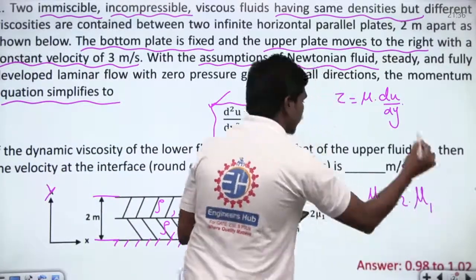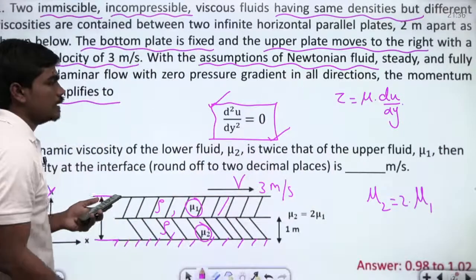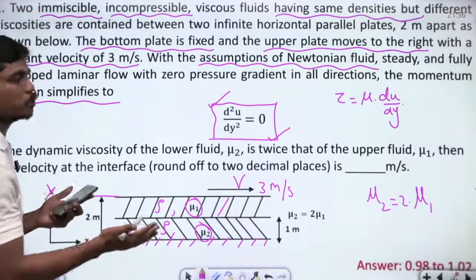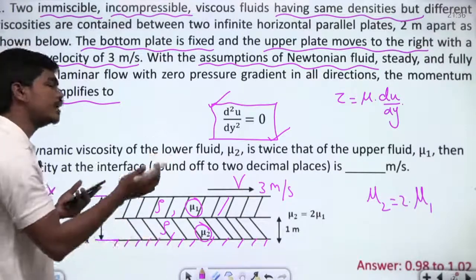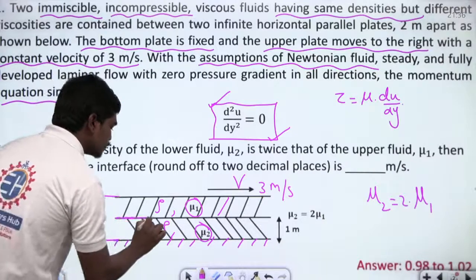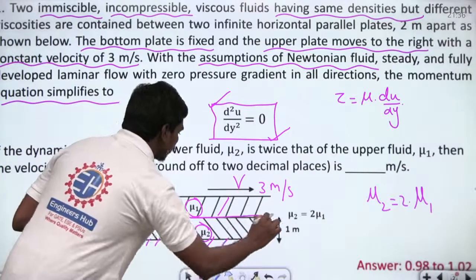This is what we have here, correct? So mu2 is equal to 2 times mu1. Then the velocity at the interface, rounded off to 2 decimal places, is dash meters per second. So basically they are asking you what is the velocity of this interface of the two fluids, correct?